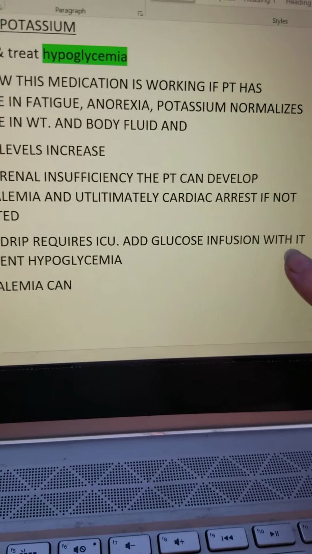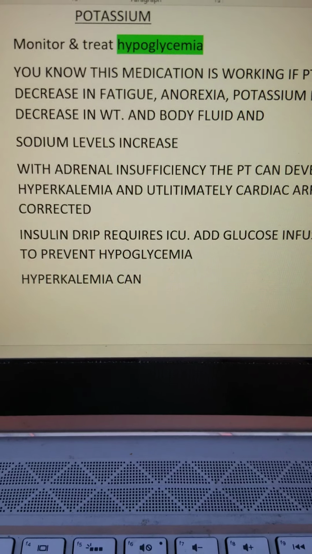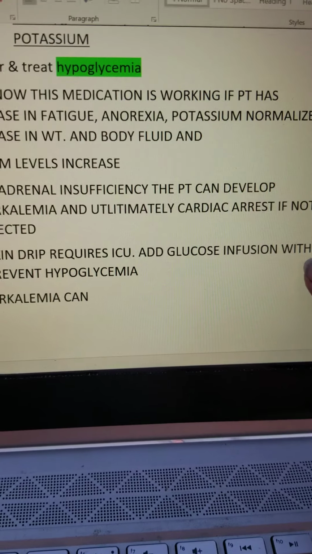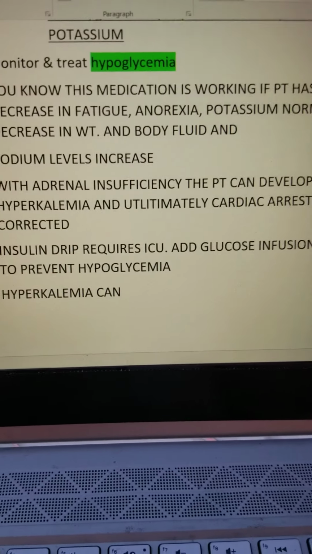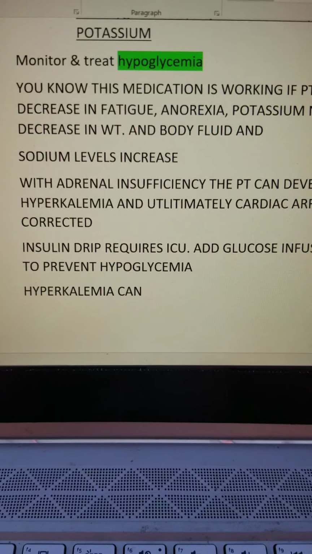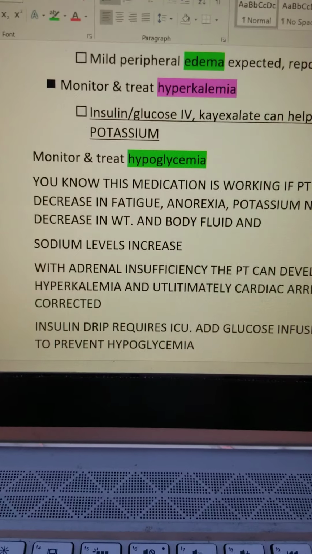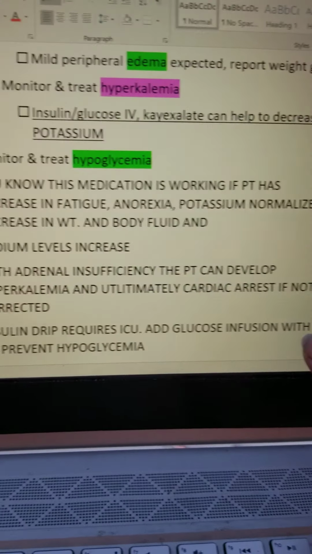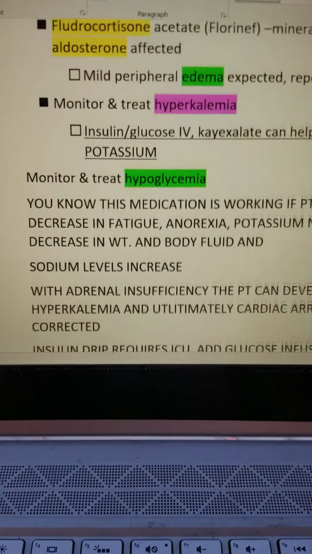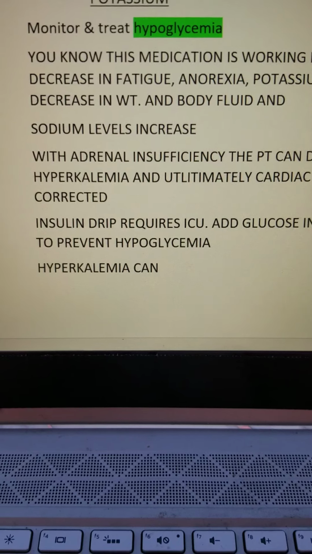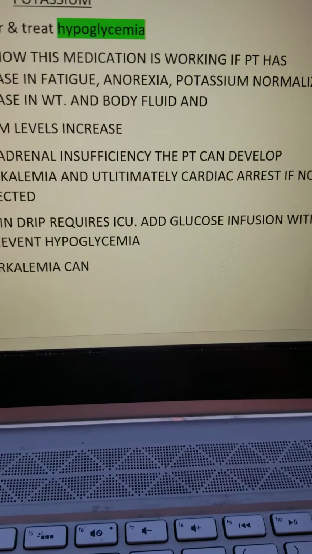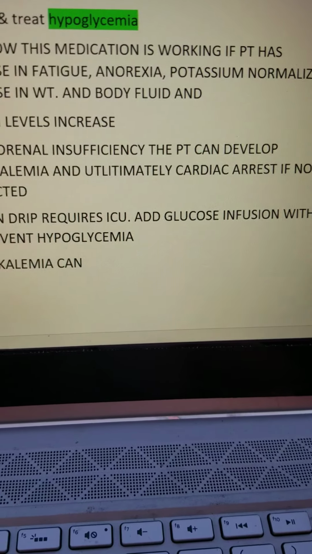You know this medication is working if patient has decrease in fatigue, anorexia, where if you correct these symptoms, potassium normalizes. If you decrease in weight and body fluid, and sodium levels increase. So sodium levels will increase because you were hyponatremic. With adrenal insufficiency, the patient can develop hyperkalemia and ultimately cardiac arrest if not corrected. So you need to correct this hyperkalemia.